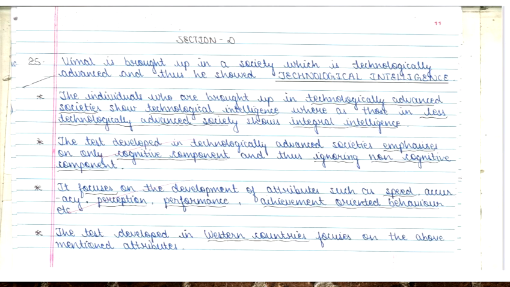Next, we proceed with Section D and question number 25. A woman is brought up in a society which is technologically advanced. Explain the intelligence that is adopted by her. Is it likely to be tuned by cultural factors? Give reason for your answer. You can read the answer very nicely.